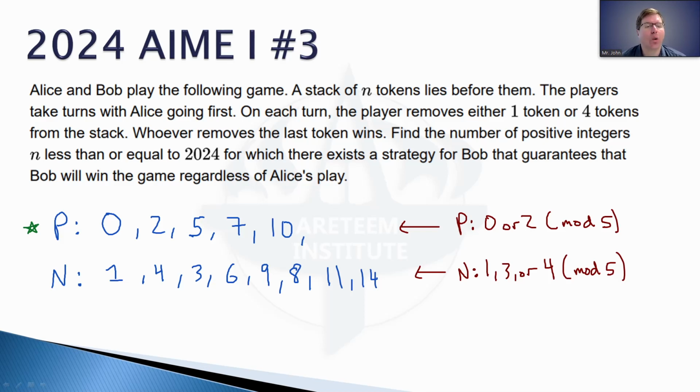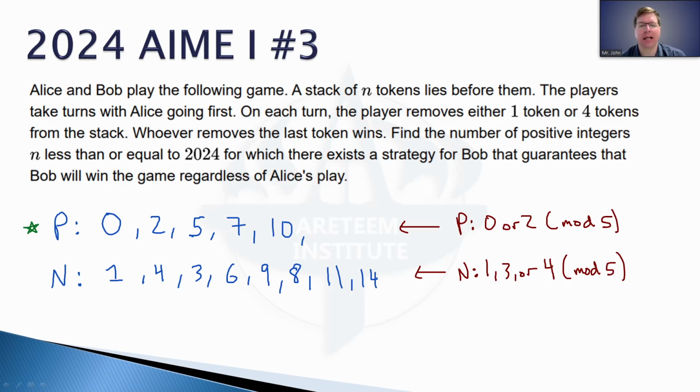And verbally, really quickly, you can start doing what we were talking about earlier. From a 0 or 2 there, if we're 0 mod 5 and we take 1 or 4 tokens, we end up with a remainder of 1 or 4. If we're at 2 and we take 1 or 4 tokens, we end up at 1 or 3 remainder when we divide by 5. So from the P position, you're forced to go to the N position and vice versa.